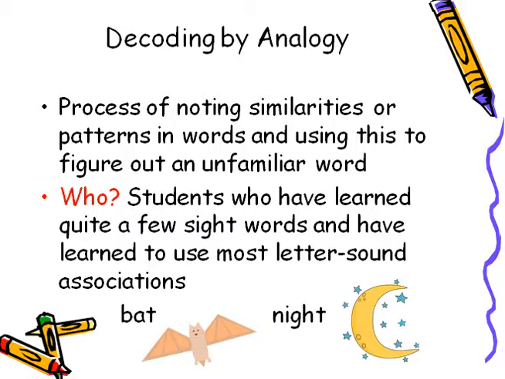So bat is no longer decoded letter by letter as b-a-t, but is now streamlined to b-at. In the word night, the student recognizes the IGHT pattern and decodes the word as n-ite. Students can also use the same analogy principle to spell words. If night is N-I-G-H-T, then I can spell bright with B-R-I-G-H-T.